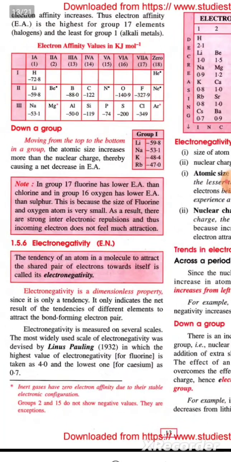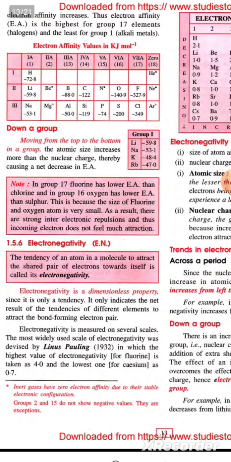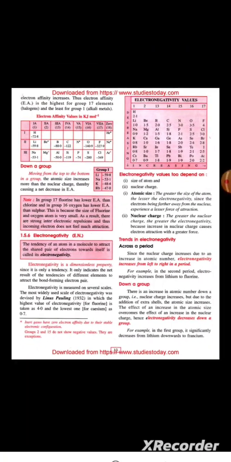Then one point to remember: inert gases have zero electron affinity because they are completely stable. They cannot convert into any anion as they are stable. That's why group 2 and group 15 don't have any negative values. This is the exception you have to remember.